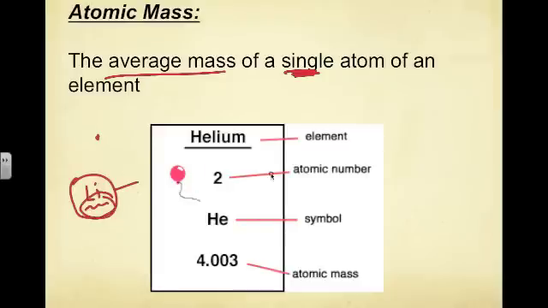And so in this case on here, we look at how it would show up on the periodic table. On the periodic table, the atomic mass is right down here at the bottom. And so for helium, if I had one little atom of helium, it would have a mass of 4.003. So the atomic mass is just the mass of one little atom of the element.